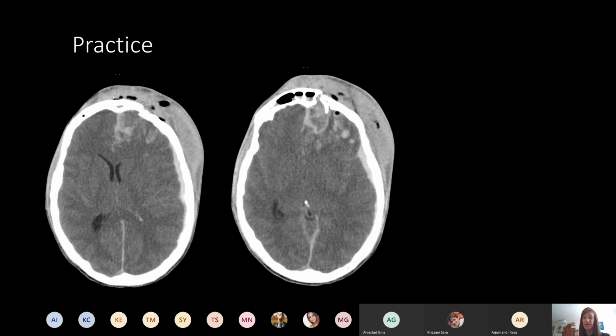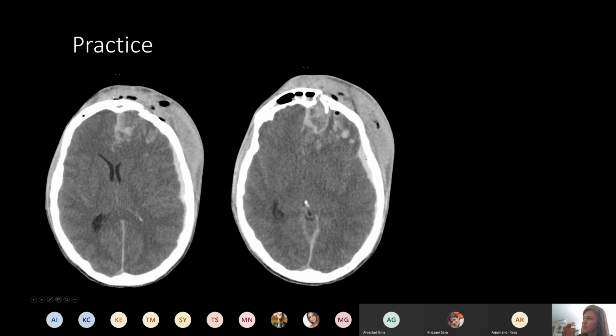So what kind of bleeds do you see on this picture? Here is a brain trauma. There is swelling in the soft tissue here. There is a fracture on the skull. What kind of bleed is this one? Anyone can tell me? Can you tell me again? Yes, subarachnoid bleed here. And this tiny thing is a contusion, an intraparenchymal bleed.